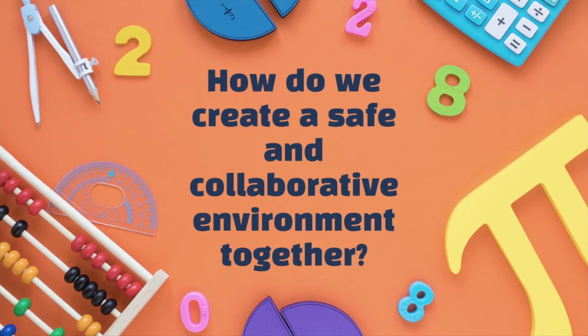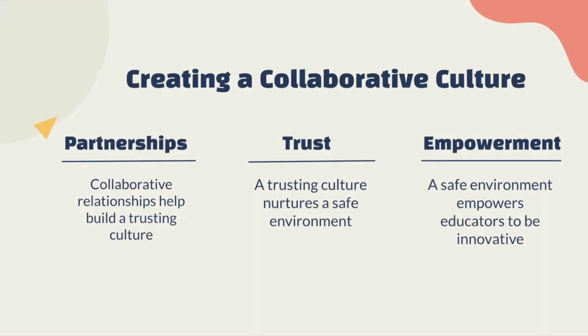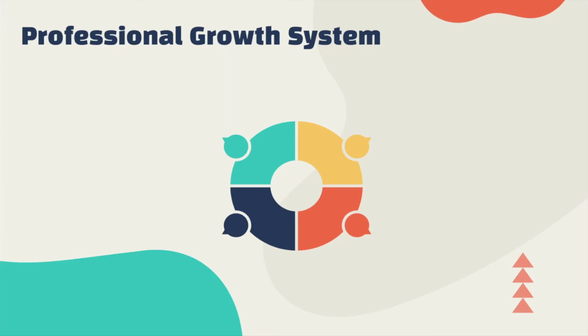So, how do we create a safe and collaborative environment together? In hearing all of the voices, we repeatedly heard the appreciation for collaboration. The E3 committee knew for the work to be successful, it had to be centered around relationships and trust. We knew that a trusting culture nurtured a safe environment. As the E3 committee started, we knew that the foundational pieces of the system needed to be grounded with these overarching themes. We already focused on the first, safe and collaborative environment.